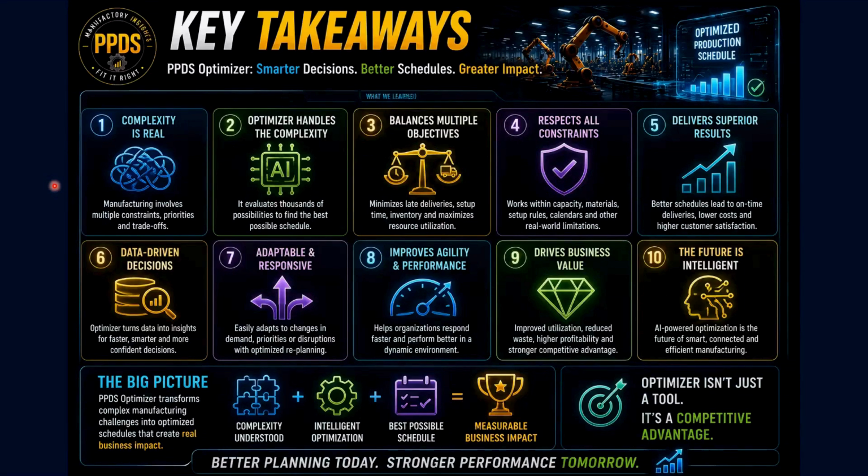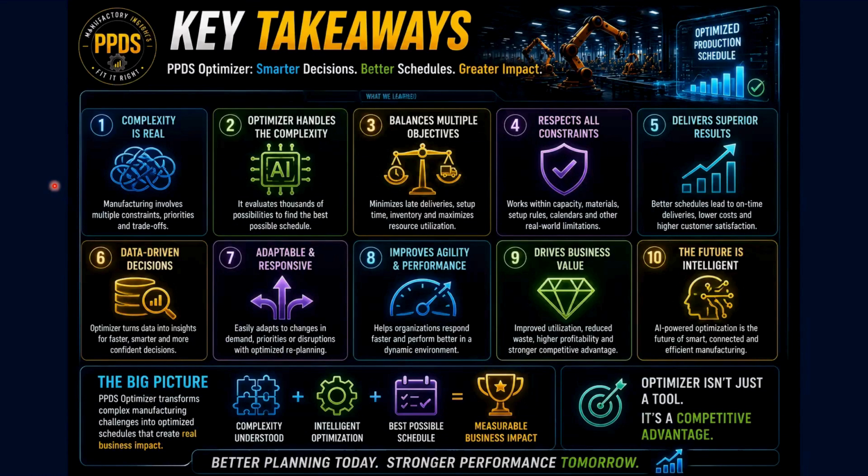Let's quickly recap today's session. The PPDS Optimizer is an advanced scheduling engine within SAP PPDS. It does not replace heuristics. Instead, it improves the production schedule created by heuristics and scheduling.